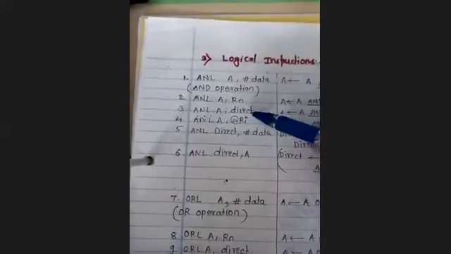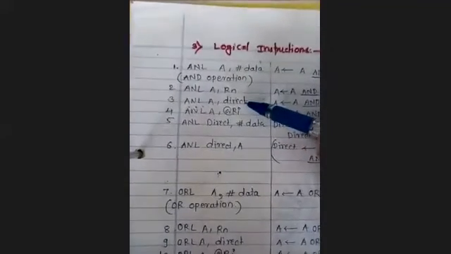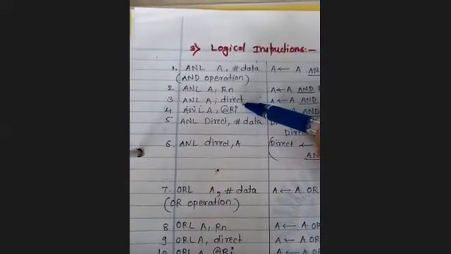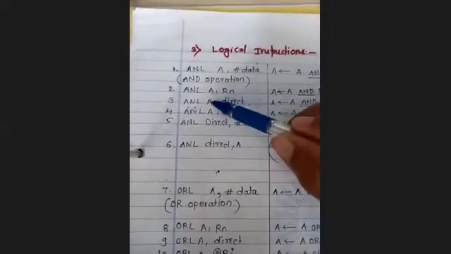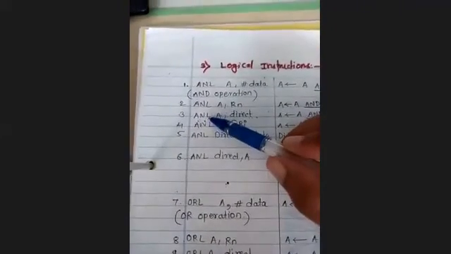Is it okay now? Hello? So see here, this is ANL A comma direct. What it means is that between the data stored at the memory location indicated by the instruction and the data in the accumulator, you have to perform the AND operation.